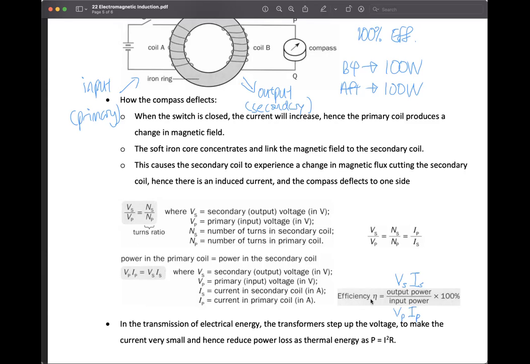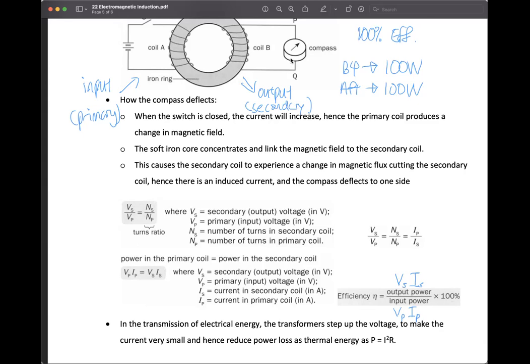Are you clear about this? How does a transformer work? A transformer tries to transmit power from the primary to the secondary coil. On the secondary side, there's no battery, right? But you can see that there will be current over here. Quite amazing, huh? And you use a transformer to step up and step down.